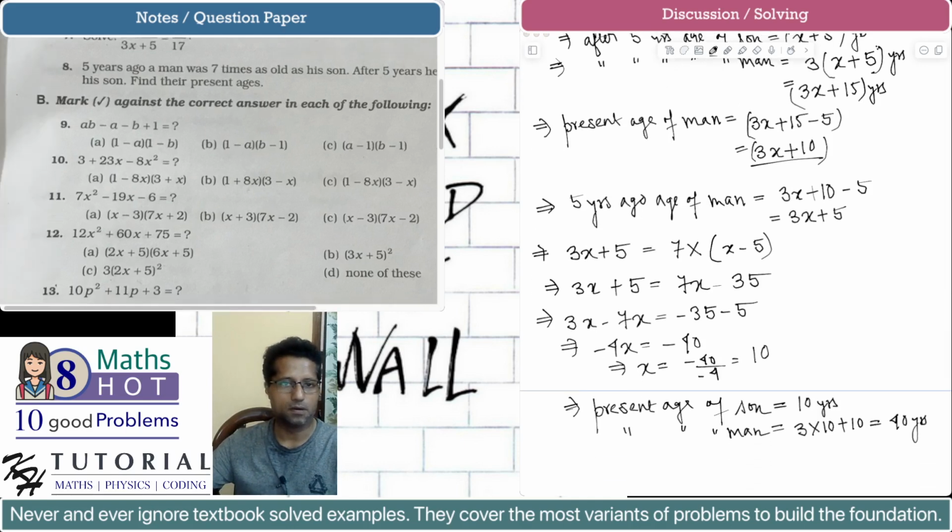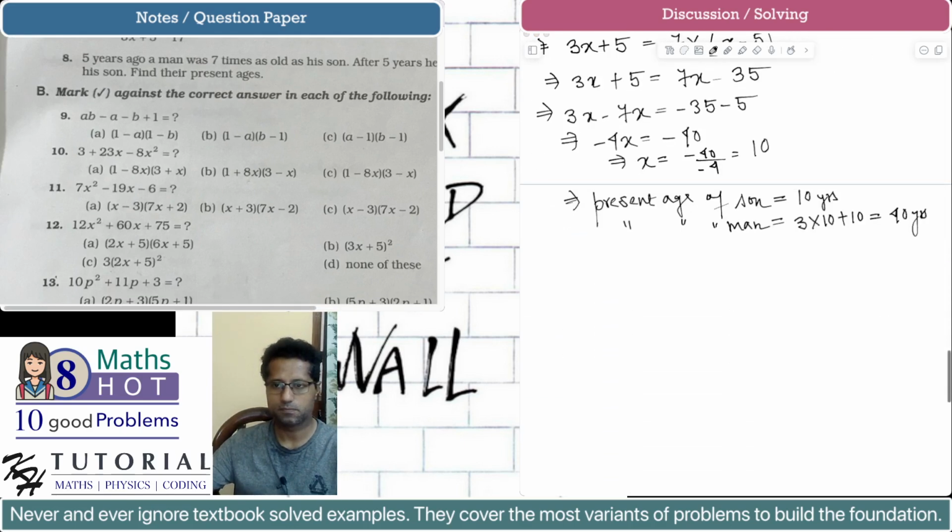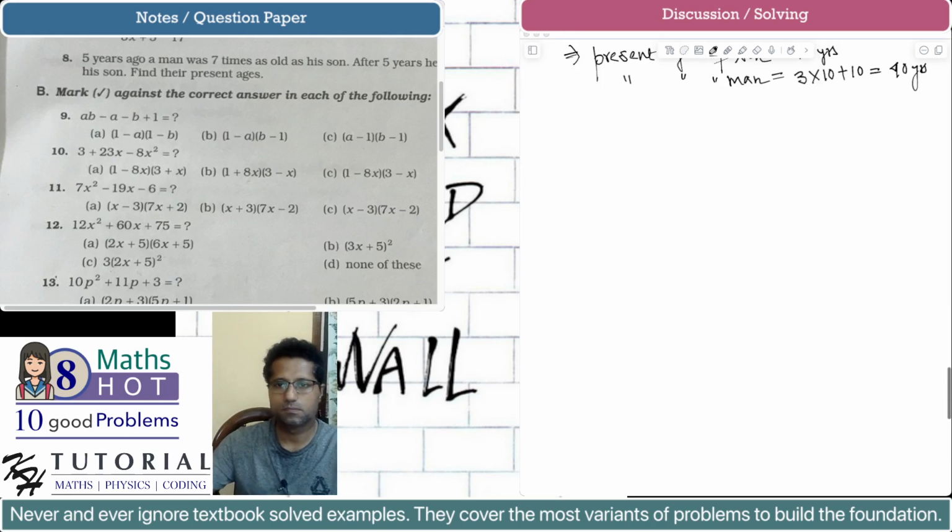Okay, let's do section B. These are multiple choice questions. Question number 9. It is given AB minus A minus B plus 1. So basically it is asking to simplify this term.